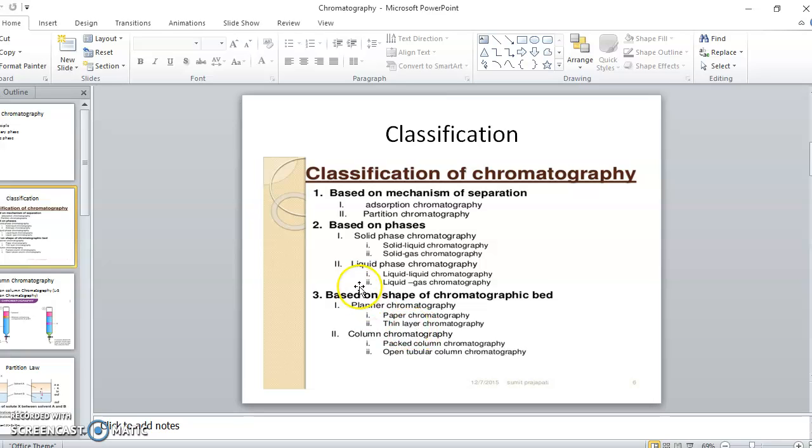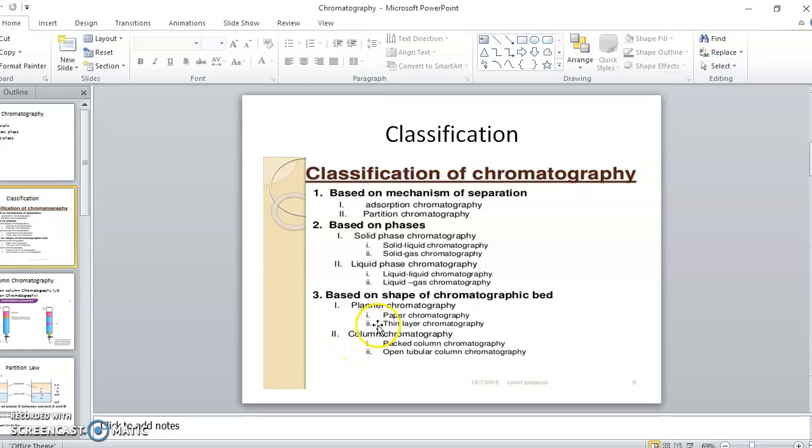Now you can also call it the technique of separation. Actually you are preparing a chromatographic bed, or we are preparing a stationary phase. Based on that we can have planar chromatography. In planar chromatography, the stationary phase is prepared on a plate. It will be a glass plate, a thin metallic plate, or a paper, like that. Over that you are preparing the stationary phase in a planar manner. That's why this chromatography is called planar chromatography.